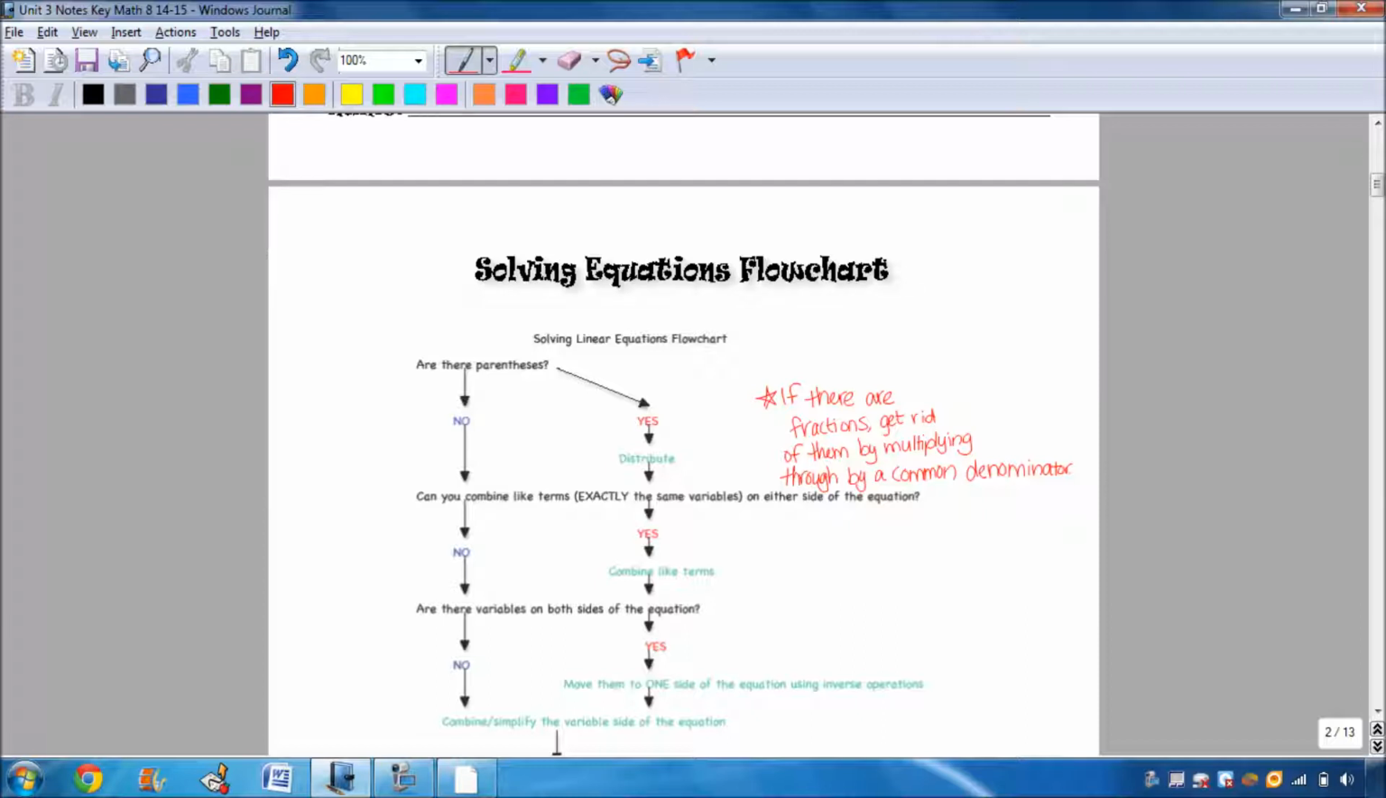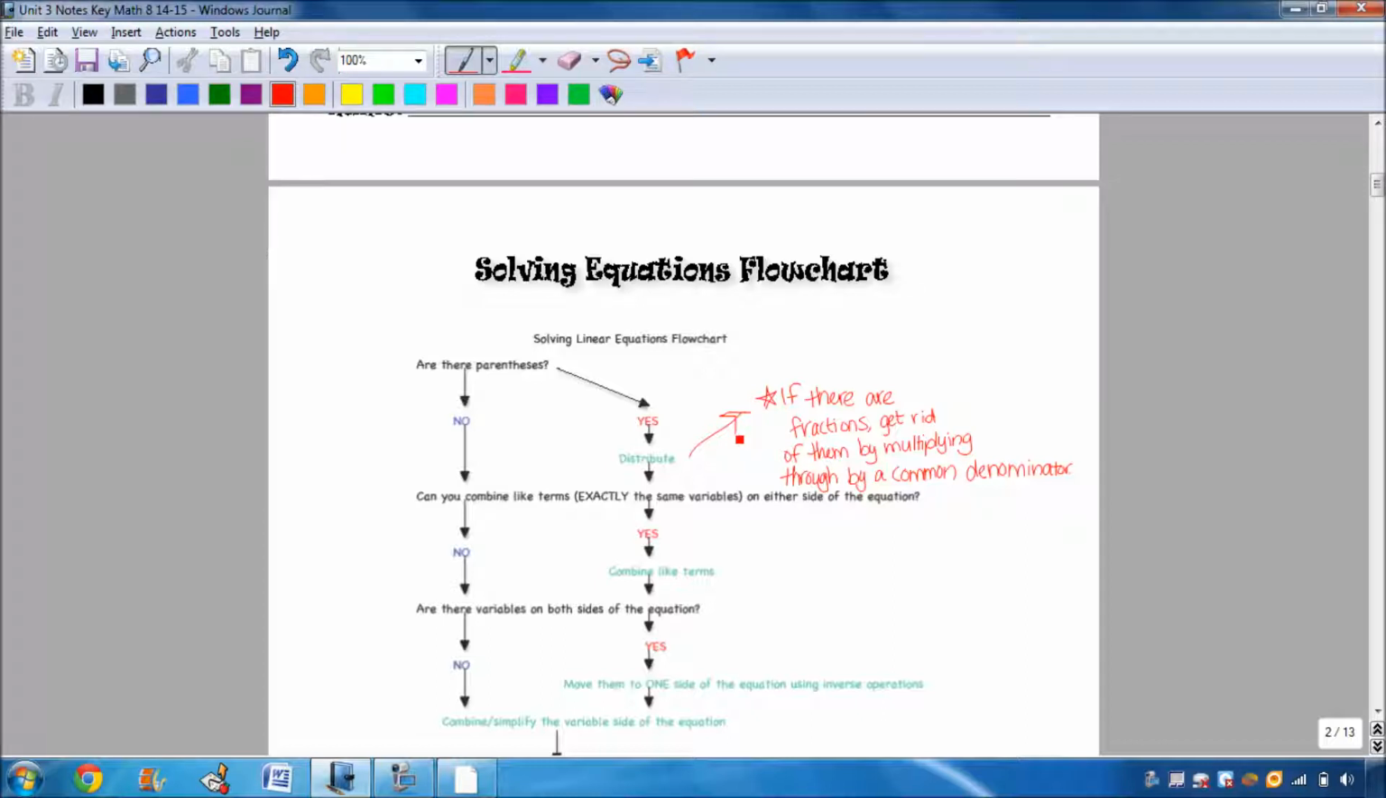All right, so this equations flowchart will tell you exactly what you need to do while you're solving an equation, all right? So you're going to go through and you're going to ask yourself these questions. The first thing you're going to do is you're going to say, are there parentheses? If the answer is no, you go on to the next question. If the answer is yes, then you're going to distribute through, okay, which is what we learned in our last video. Next thing I want you to do is go to this step right here. If there are fractions, get rid of them by multiplying through by a common denominator, okay?